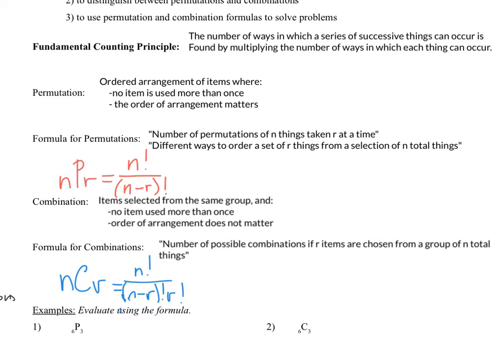One of the most complicated, tricky things in this unit is figuring out when am I dealing with combinations and when am I dealing with permutations. The big idea here, the big difference is, does order matter?